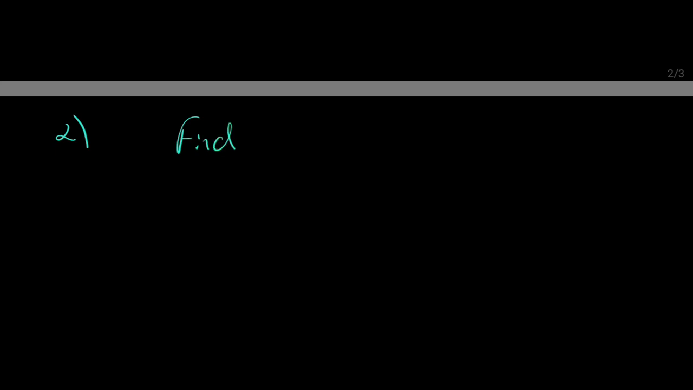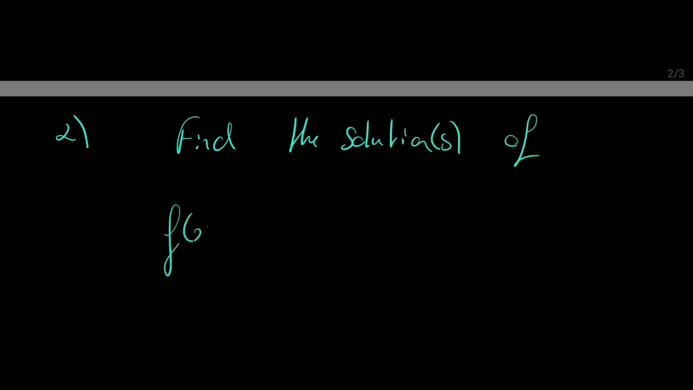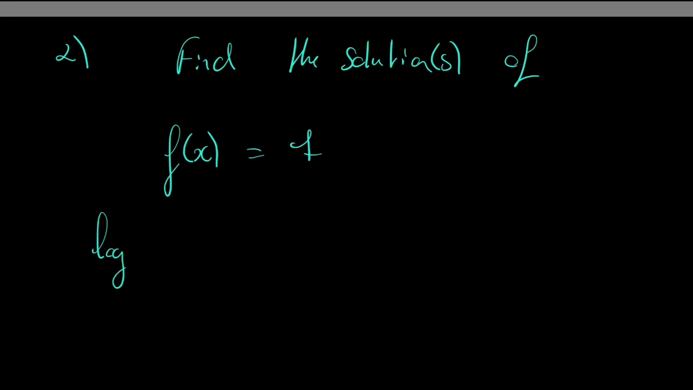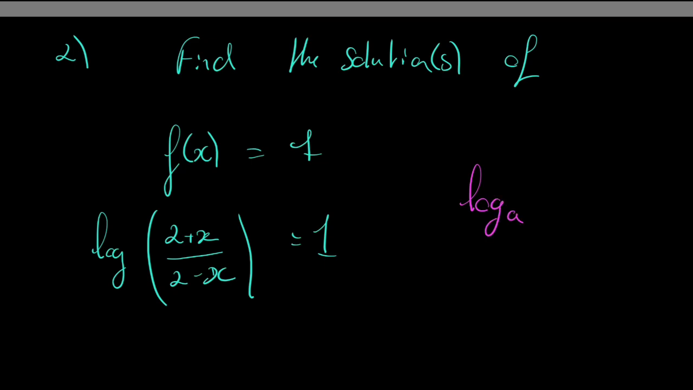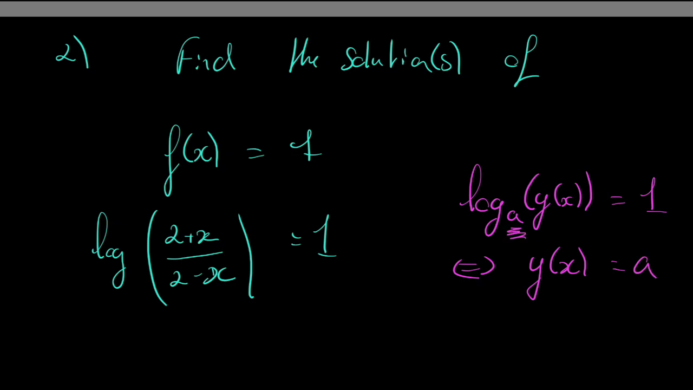So find the solutions, maybe multiple solutions, of f of x is equal to 1. Let's rewrite f of x as logarithm of (2 plus x) over (2 minus x) is equal to 1. We know that for any logarithm in base a, log base a of y of x equal to 1 is equivalent to y of x being equal to the base of the logarithm. Here, the logarithm without anything is a logarithm in base 10.